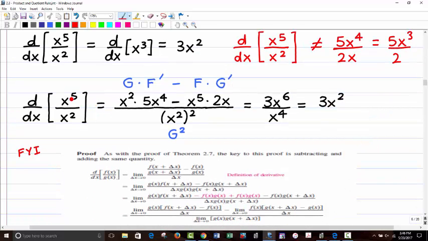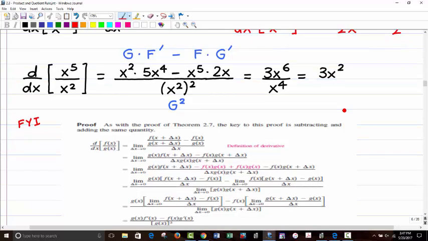Let's do it using the quotient rule. It's the bottom, x squared, times the derivative of the top, minus the top, which is x to the fifth, times the derivative of the bottom, which is 2x, over x squared, the bottom squared. So the numerator is going to be 5x to the sixth minus 2x to the sixth, which will be 3x to the sixth, over x to the fourth, which is 3x squared. That's the correct answer. Like I said, there's the proof.